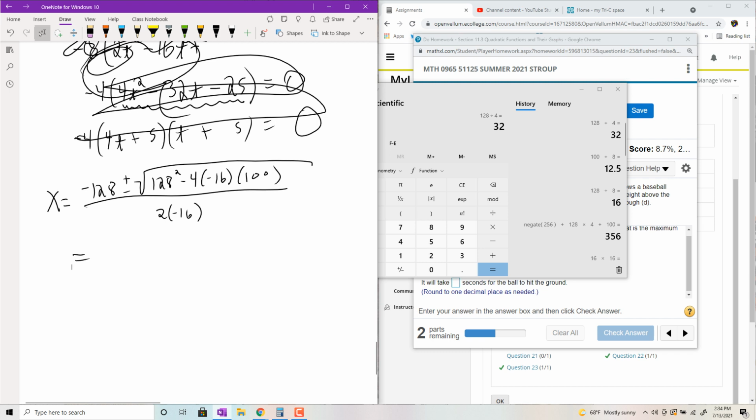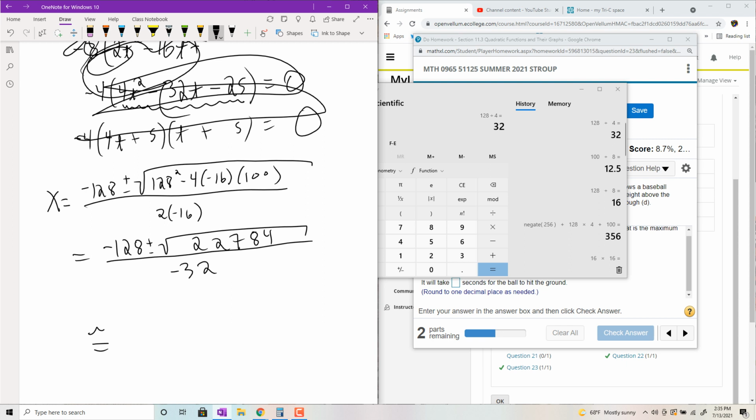Okie dokie. I am going to my calculator this time. I'm not going to use that online thing. Negative 128 plus or minus square root of 128 squared, that'll become plus 4 times 16 times 100. So the insides are 22784, all over negative 32. Let's see if that's even square rootable. And no, it is not. So we'll have to get some approximations.